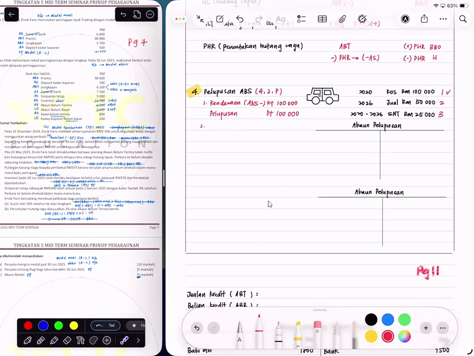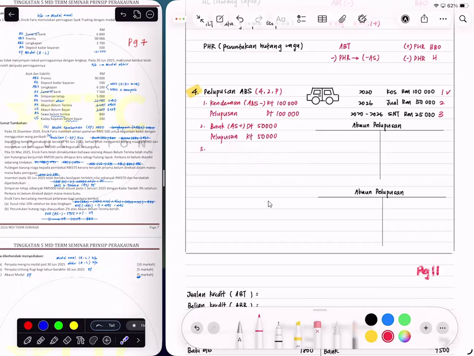Secondly, you sell, you receive money, right? So you're receiving money. Receive money, put into the bank account, which is AS getting more, debit by 50,000, because I started out at 50,000. Of course, I need to debit my bank by 50,000. Then I need to credit the same value, 50,000, in account, in account what? Pelupusan again.